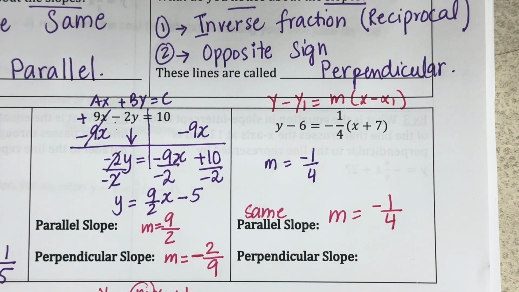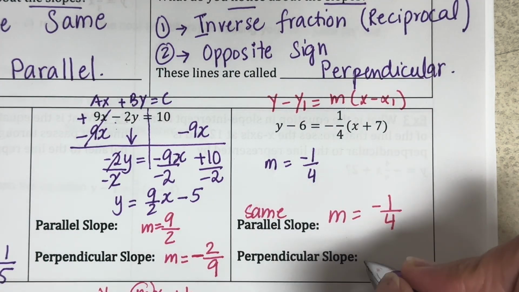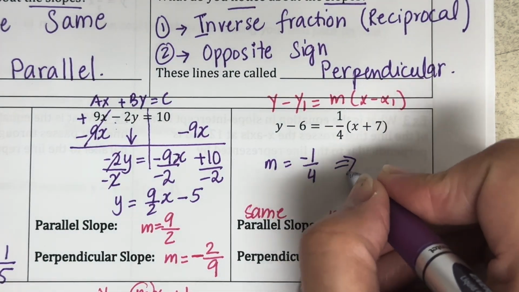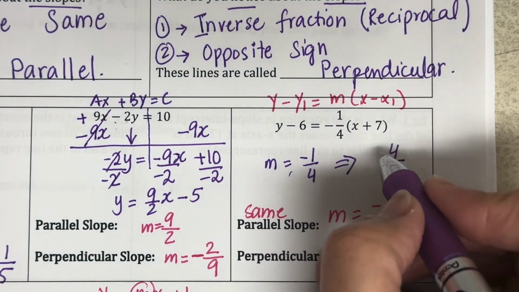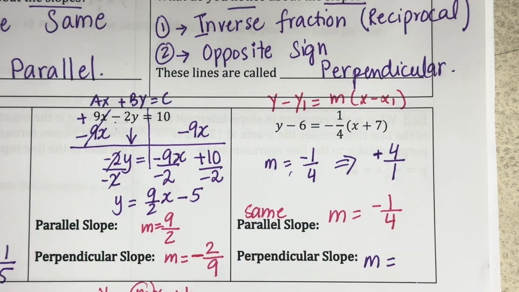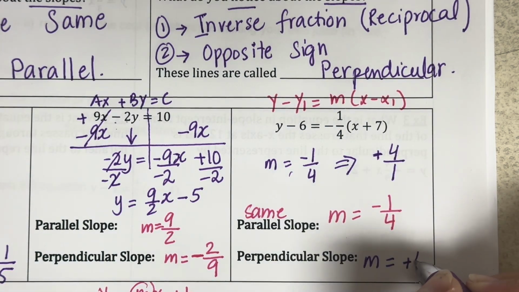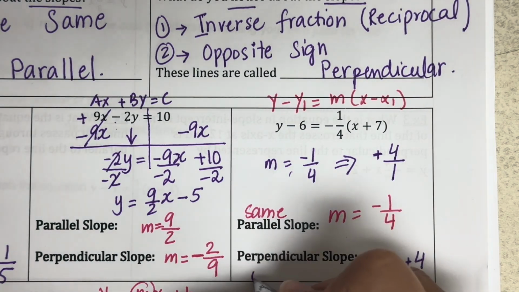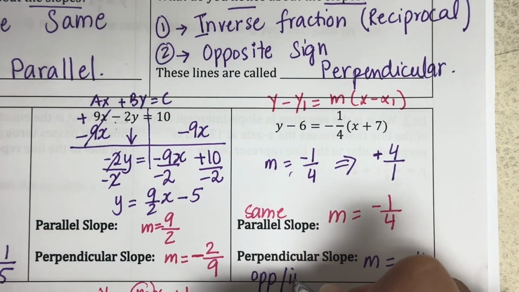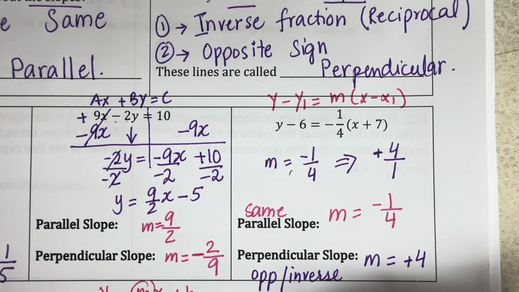Perpendicular slopes are opposite and inverse. So what I'm going to do is flip it, which becomes 4 over 1, and then this is negative, so this should be positive. So the perpendicular slope is positive 4. Opposite and inverse.